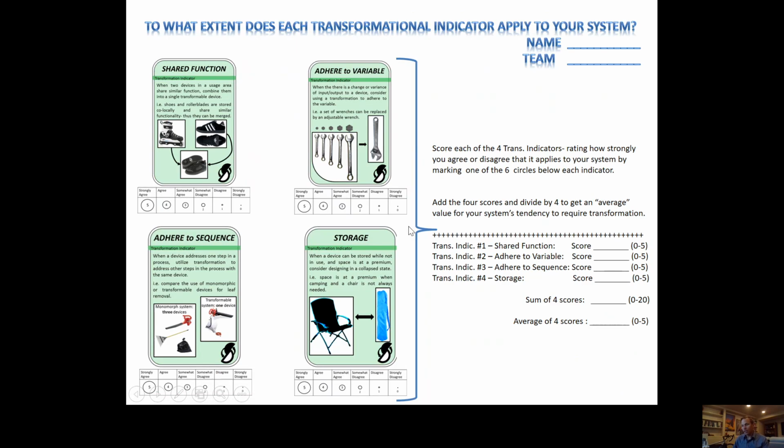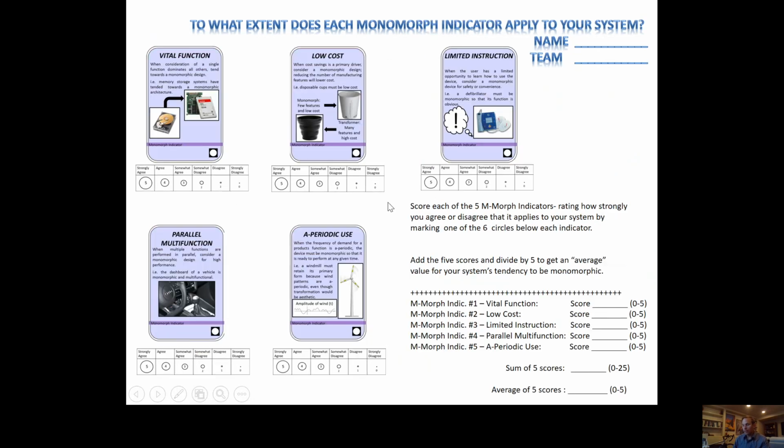At the end of this slide deck are these handouts for doing the transformational indicators. Here's one here, and the monomorph indicators. These slides are posted on the Teams page, so you can pull them up, print them out, and work out these indications. We'll expect you at PDR to mention if you decided to use this transformational design methodology or not, and what the indicators told you about that.